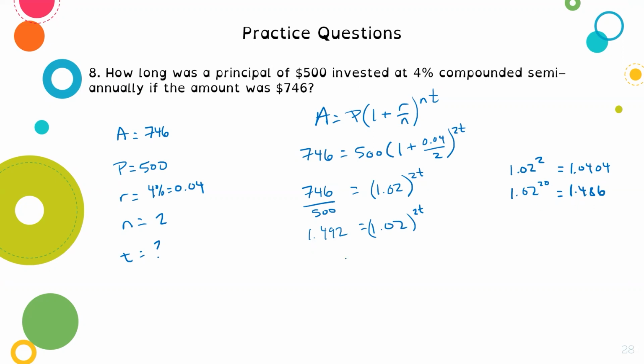So I'm going to leave it at that, even though we could probably get closer, but just for the sake of time. So that means that we then replace 1.492 with 1.02 exponent 20 is equal to 1.02 to the exponent 2t. So that means that 20 equals 2t, and so that means that 10 equals t. So it would take 10 years approximately for this. Again, you should spend more time and get it more exact, but because we're running out of time, I'm just going to ballpark it there.